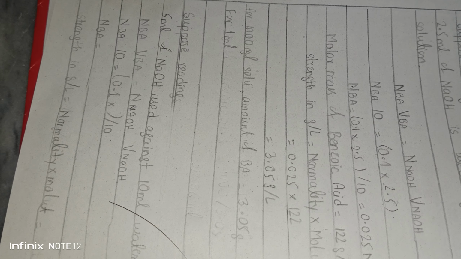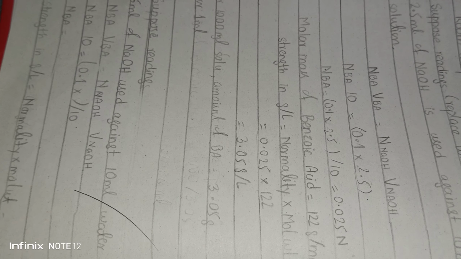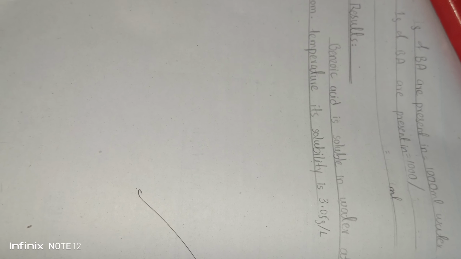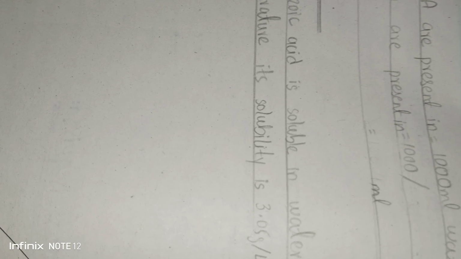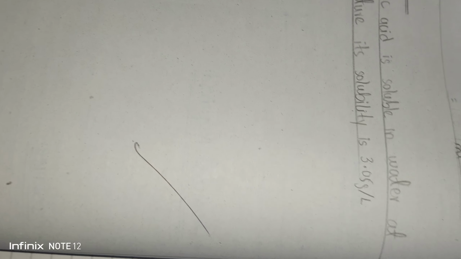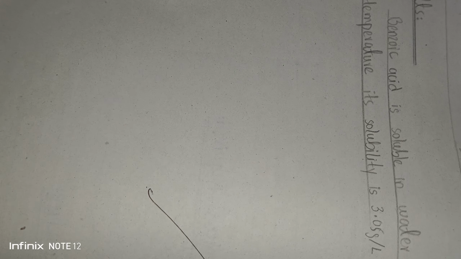Now you have to suppose some readings. Suppose the reading is 5 ml of NaOH. First we used 2.5 ml. Now 5 ml is titrated against the 10 ml of water. Again you will write up the values and multiply normality by molecular weight and you get the values. So 1 gram of benzoic acid is present in 100 ml of water. So the benzoic acid is soluble in water at room temperature, and the solubility is 3.05 grams per liter. So this is the solubility in water, and at the end you will write up this result.